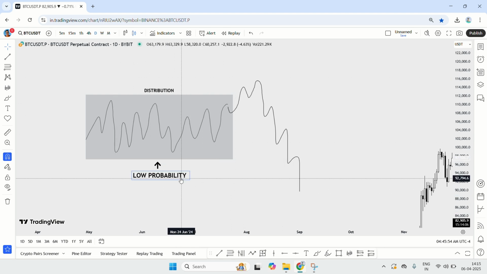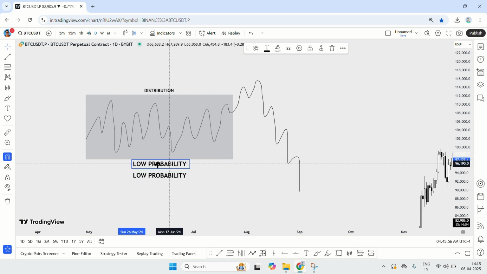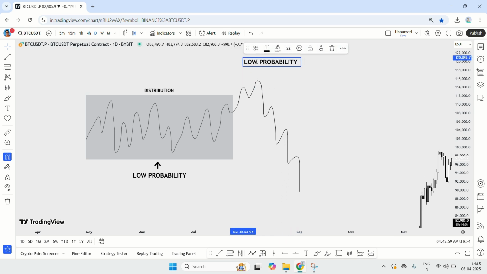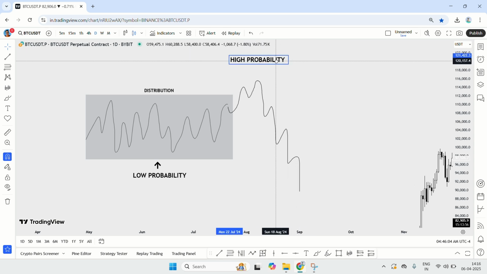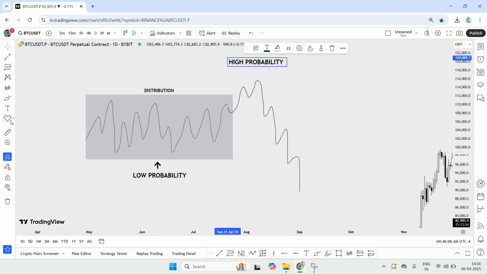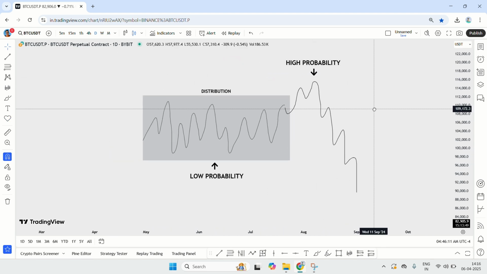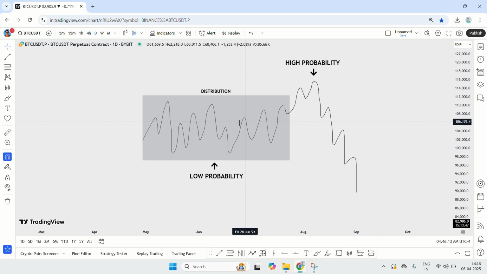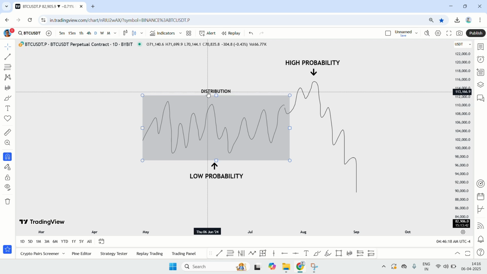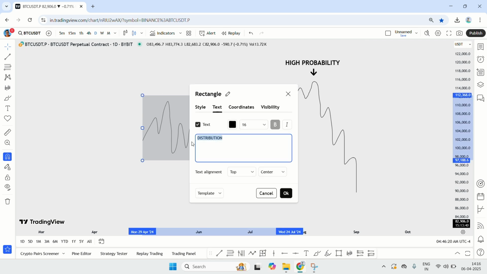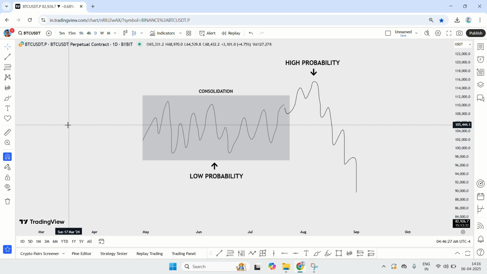Now what is the high probability condition? This is the high probability condition. Where is the arrow? Down arrow, here it is. So now you understand, this is the low probability condition where the market is not going to take the high and low. Why? Because we are in accumulation or distribution. Let me remove this and just use consolidation. So consolidation means accumulation and distribution.